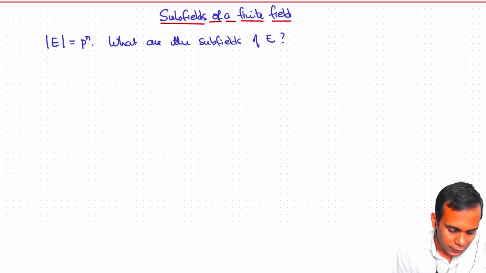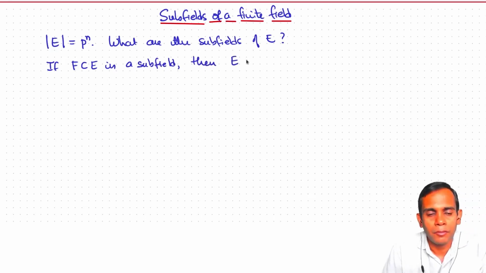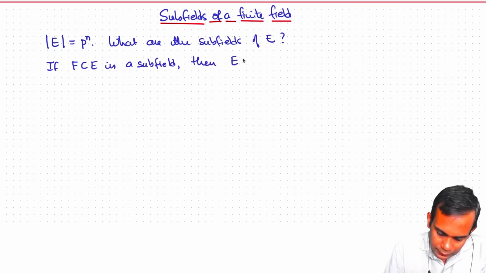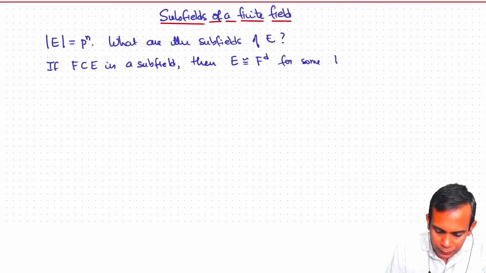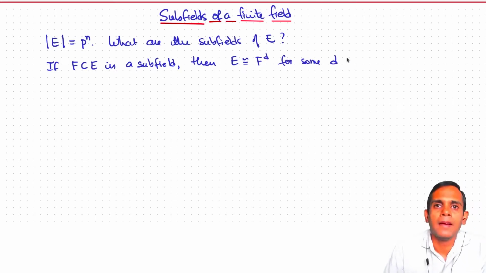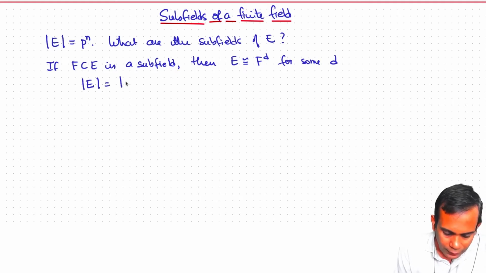If F is a subfield of E, then E is a vector space over F. So E, as a vector space, is isomorphic to F to the power d for some integer d. Now, that means that the cardinality of E is going to be the cardinality of F to the power d.